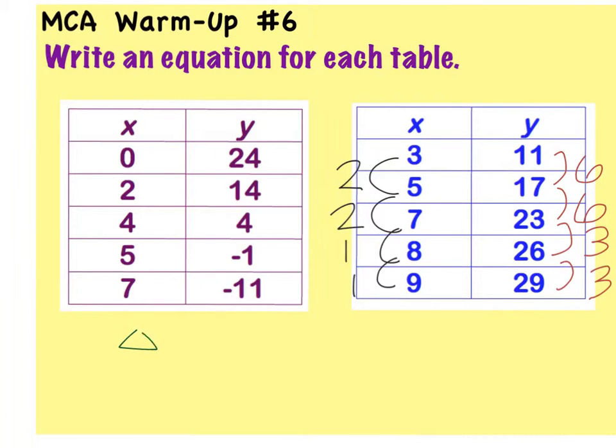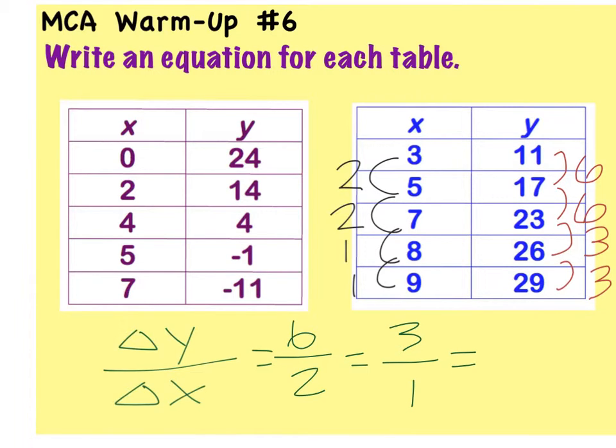So we can do, once again, change in y divided by change in x to calculate our slope. We can do 6 divided by 2, or we can do 3 divided by 1, and they are equal. 6 divided by 2 is the same thing as 3 divided by 1, which is just equal to 3. So we have a slope of 3.